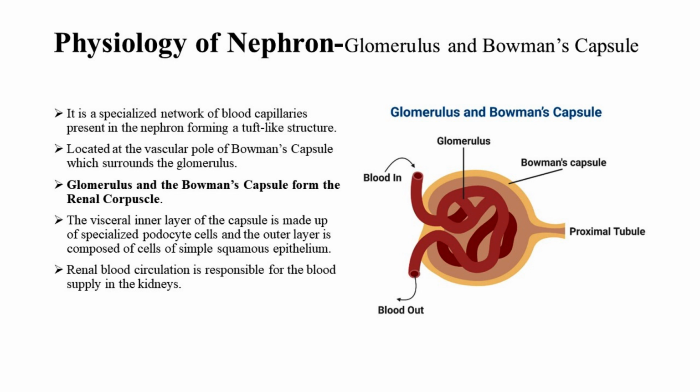The visceral inner layer of the capsule is made up of specialized podocyte cells, and the outer layer is composed of cells of simple squamous epithelium. Renal blood circulation is responsible for the blood supply in the kidneys.